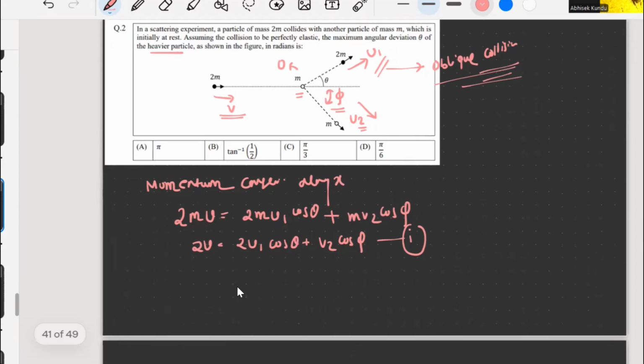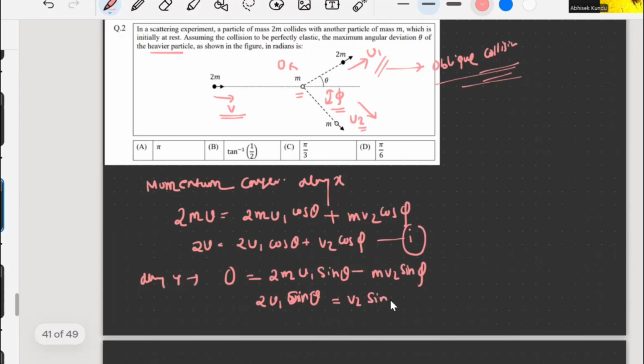So of course, another momentum conservation will be along the y-axis. Along the y-axis, initial momentum was 0. So 0 is ultimately 2 of m v1 sine theta minus m v2 sine phi. Again, we can simplify it and write 2v1 sine theta is equal to v2 sine of phi.